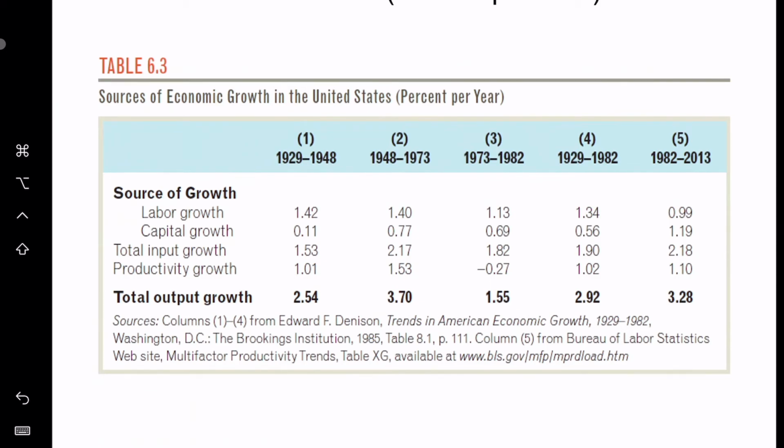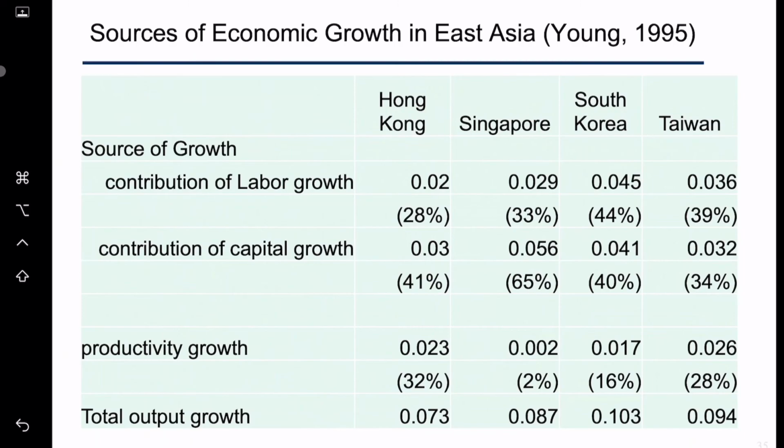So now let's take a look at another example, which is about the implementation of growth accounting on the sources of growth of the East Asian countries. This is the result based on Alwyn Young's paper in 1995. As you can see here, we not only computed the contribution of labor growth, capital growth, and productivity growth in numbers, we also computed the percentage contribution of each to the total output growth.